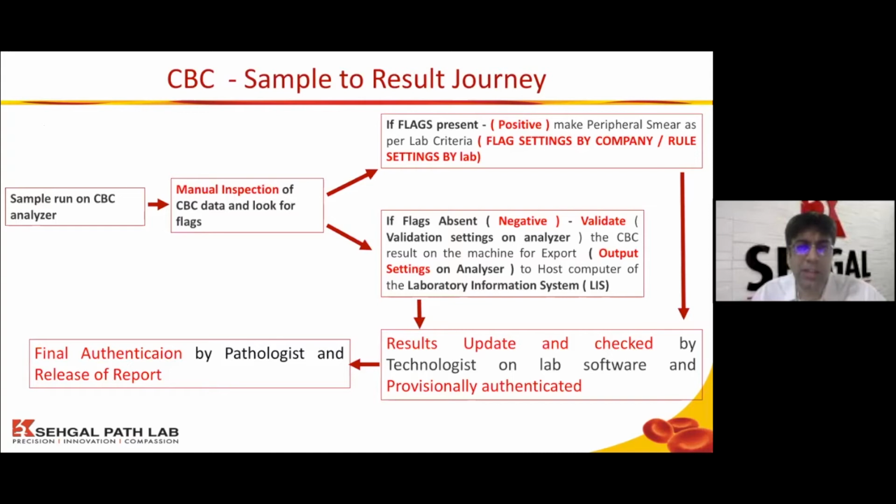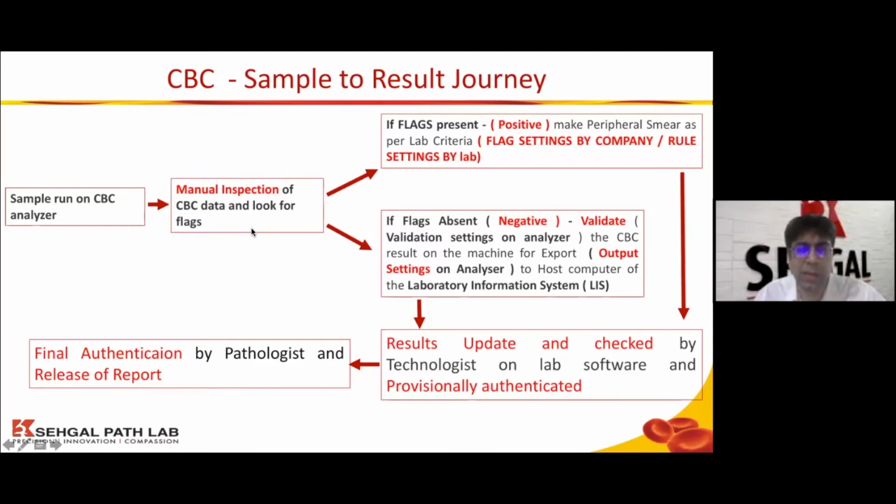So let's understand what a flag means when a particular instrument gives any flag, whether it gives the CBC result as positive or negative. For that, we need to understand the sample to result journey. And I am going to talk about this journey in the current day scenario. So when a sample is run on the CBC analyzer, typically a technologist will look at the CBC analyzer, manually inspect all the data, and look for presence or absence of flags.